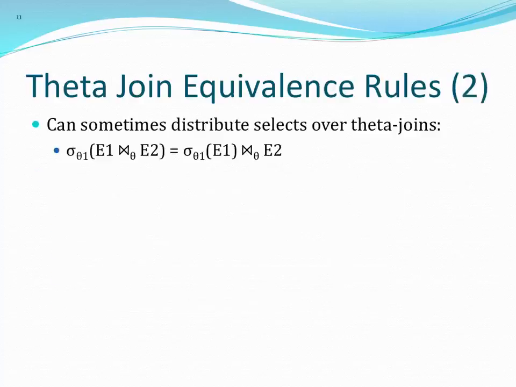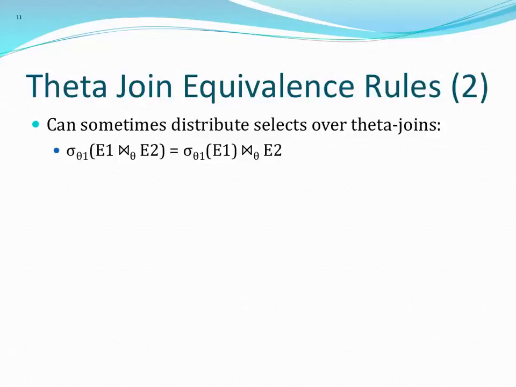You can sometimes move selects with theta joins. So is this going to work for any theta 1? Just any old theta 1? Or are there constraints on theta 1 here? Yeah, if theta 1 has stuff from E2, this is not going to be valid. Right? Does everybody see that?